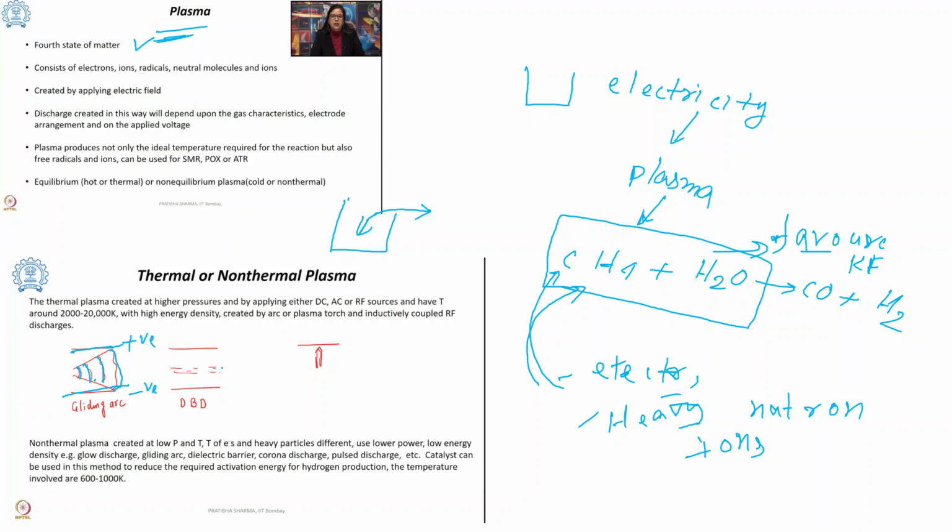Second is the dielectric type. Third one is the corona. Corona means the sharp edge. This is also two electrodes, positive and negative, but here the electrode is of sharp type. This is the planar and this is the sharp. The corona will be generated.